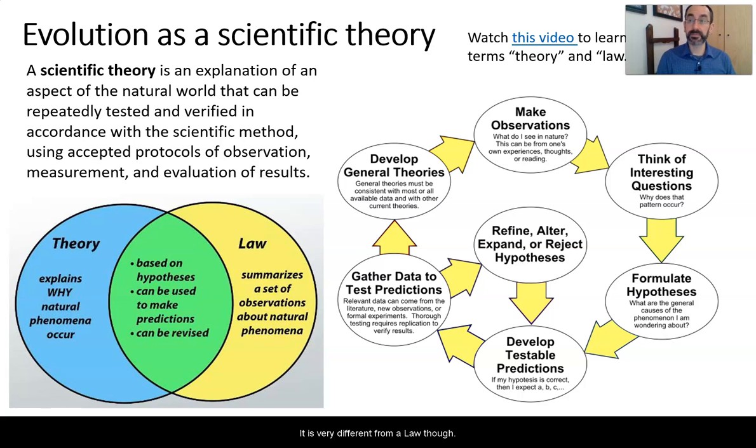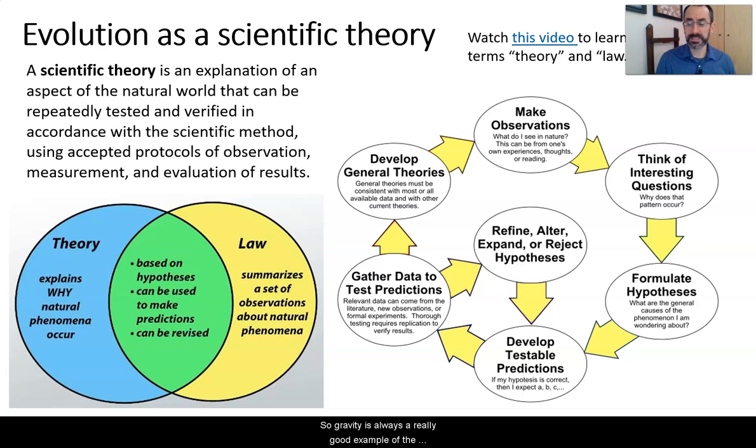It is very different from a law, though. So a law goes through the same processes as a theory of formulating hypotheses, developing predictions, gathering data. But a law is just a description, and it's usually a mathematical formula. So a law is kind of a direct prediction of what will happen next, and a theory is an explanation of why that would happen.